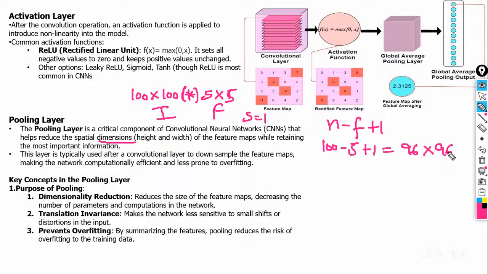96 cross 96. If I take a 96 cross 96 image and use it for my fully connected layers, how many parameters am I going to have? Again, more. So in order to reduce the size of this image, height and width, we use something called pooling. There is a concept called the pooling layer which helps us reduce the dimension of the output that you get from the convolution operation. On the output of the convolution layer, pooling happens, which helps us reduce the height and width.